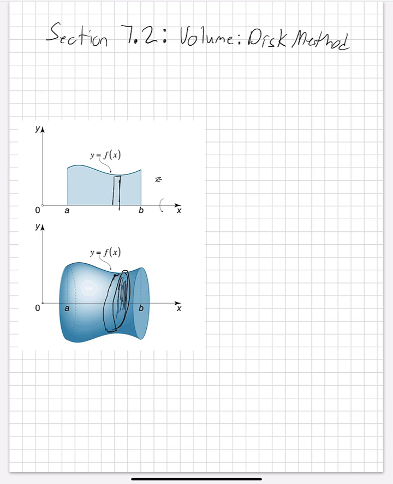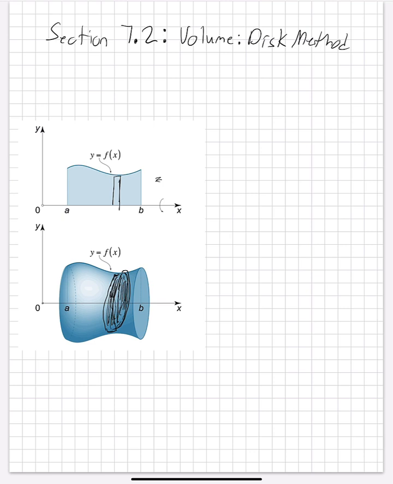And so what we're going to do is pull that disc out. Just like a CD, we're going to pull that disc out and it will have a certain width and measurement that we can then add all together to find the volume.